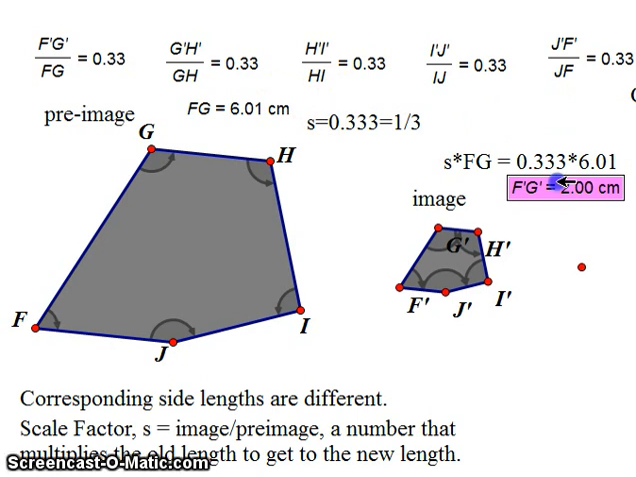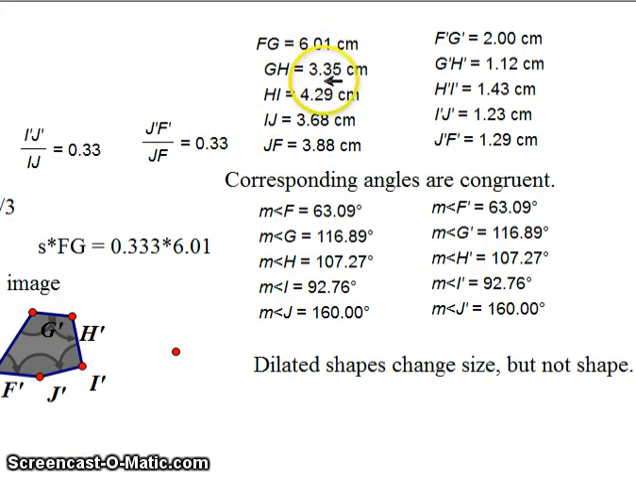In fact, that's going to be the relationship between all the side lengths. If I want to figure out the new side length, or F'G', all I have to do is multiply the original side length by 0.333. As you can see, 3.35 times 0.33 will give you 1.12. 4.29 times 0.33 will give you 1.43, and so on. So the scale factor tells you what number to multiply each of these numbers by to get the resulting image length.